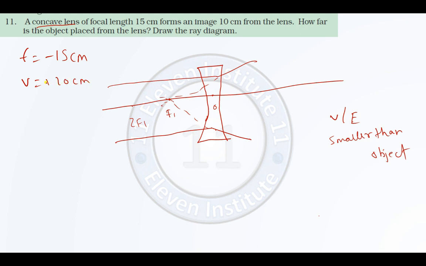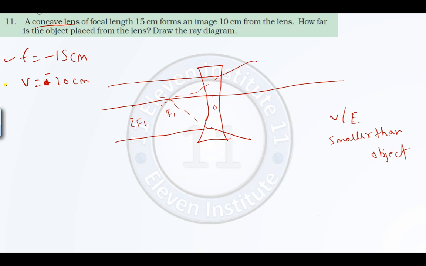Now plus or minus? Definitely plus. Why definitely plus? No, my dear friend, definitely that will be minus. Please don't confuse yourselves. See why I said plus before? Because many of you make such mistakes. It will be minus. Why? The distance will be measured to the left of the lens. So v will be taken as minus 10 centimeters over here.